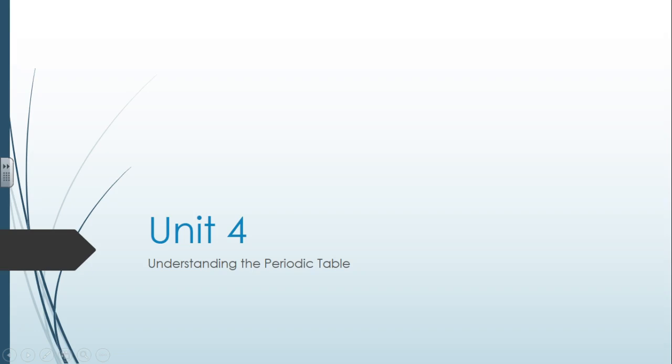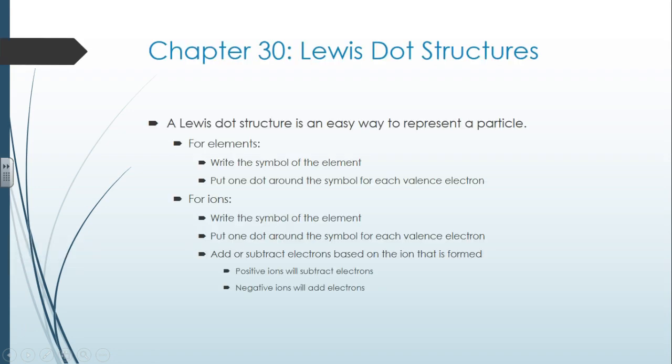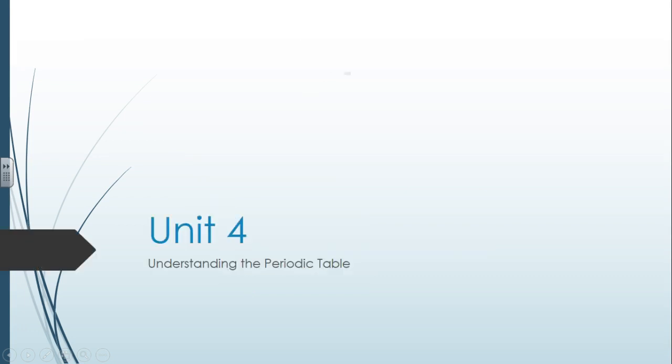Hey everybody, welcome back to the Chem 107 video lectures, and in this particular lecture we're going to be talking about Chapter 30, Lewis dot structures. Now, Lewis dot structures to me are super fun. I really enjoy this part of chemistry because it takes something that is kind of abstract and makes pictures out of it.